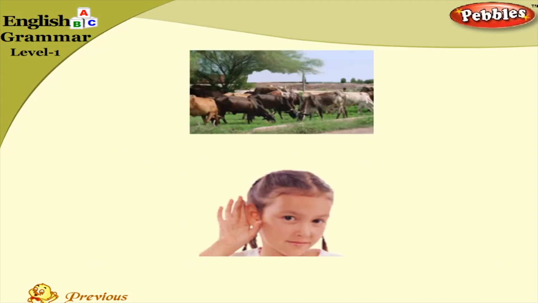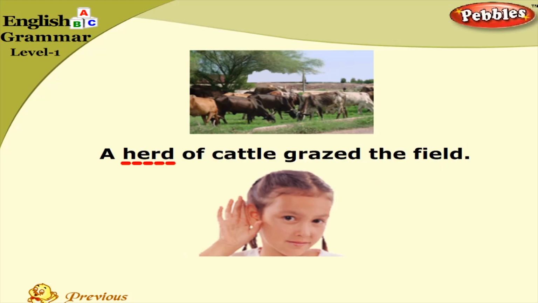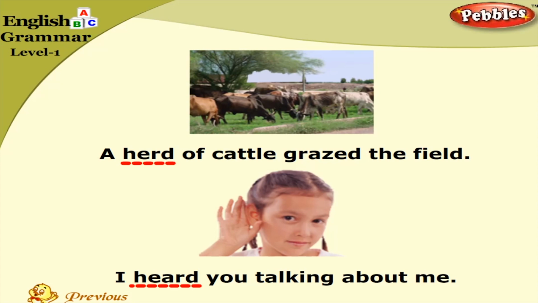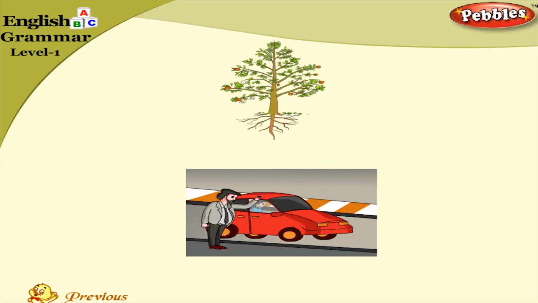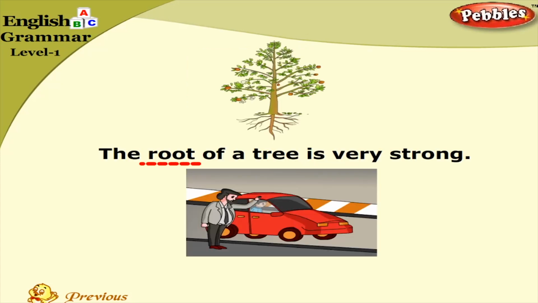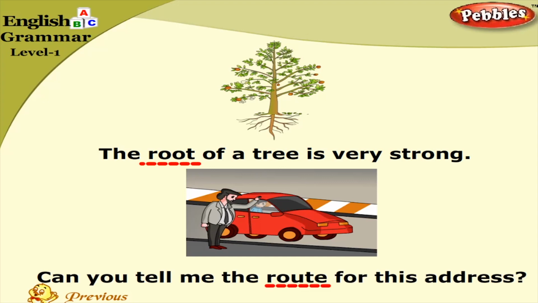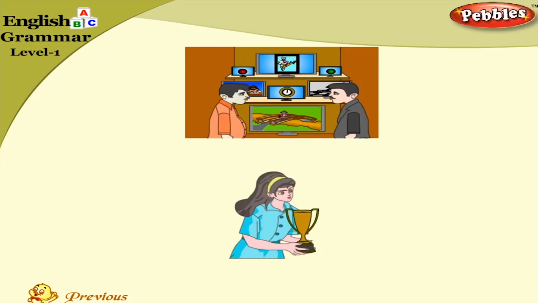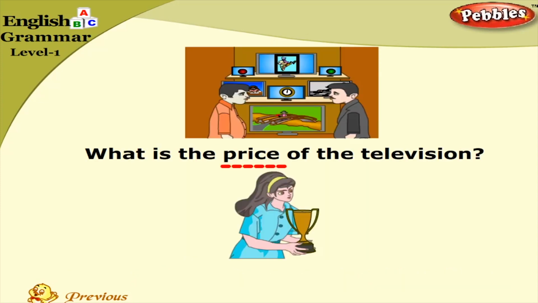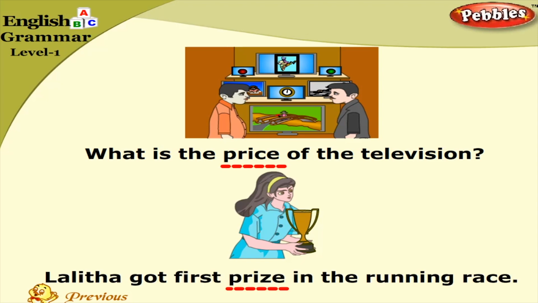Herd, heard. A herd of cattle grazed the field. I heard you talking about me. Root, route. The root of a tree is very strong. Can you tell me the route for this address? Price, prize. What is the price of the television? Lalita got first prize in the running race.